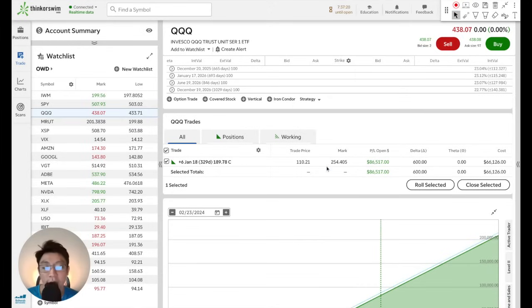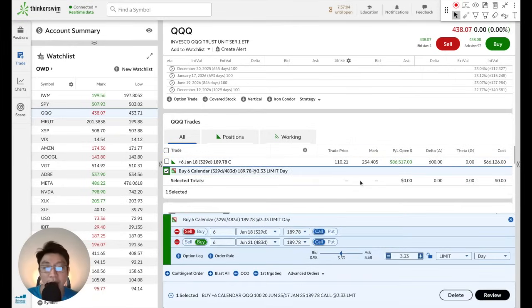So I'm going to use this as an example down here. Now, there's still 329 days left, so I'm not really going to touch it just yet. But let's say it's around 180 days or maybe 90 days left. This is where I want to start to roll it. So how do you roll it? You just have to click roll, and then this is where it's going to show you your options, right?